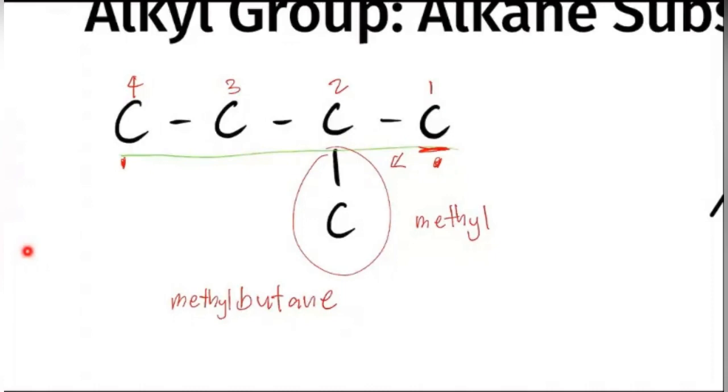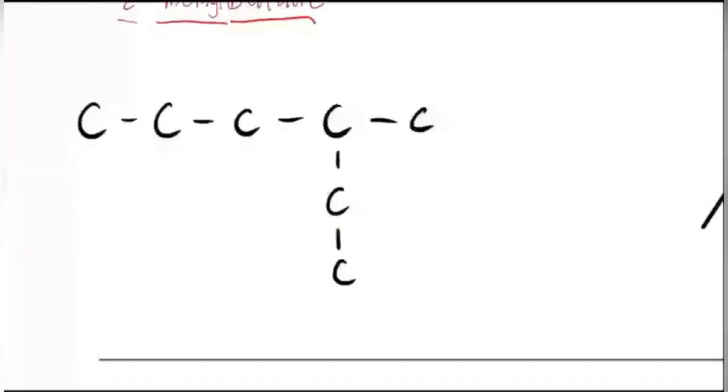Then the location of that alkyl group, where is that located? You will look at the number you assigned earlier. Methyl is located at carbon 2. So you write 2 hyphen methyl butane. So 2-methylbutane. That's the name of the structure. 2 represents the location of the alkyl group. Methyl is the name of your alkyl group. Butane is the name of your longest chain. Okay, let's proceed next. Let's take a look at this.